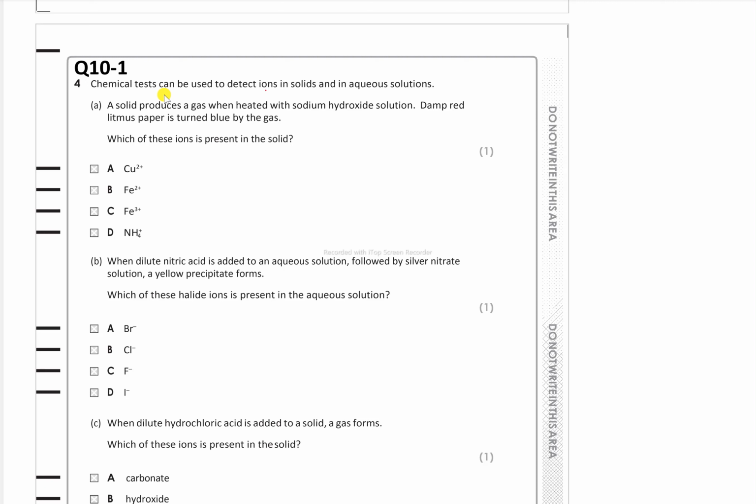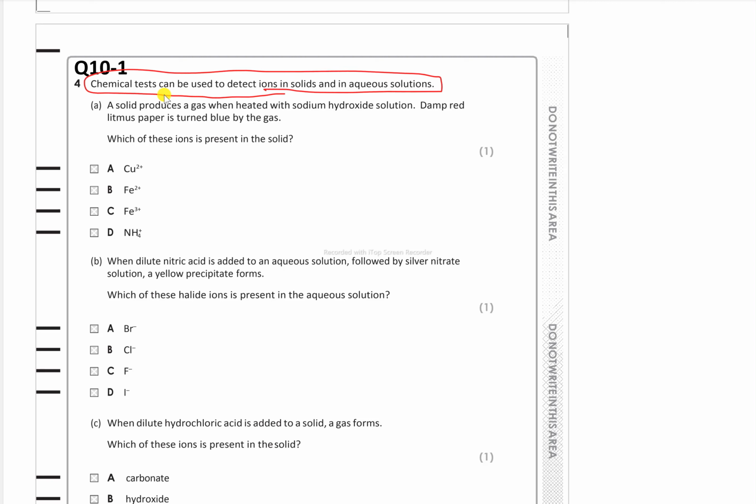Chemical tests can be used to detect ions in solids and in aqueous solutions. A solid produces a gas when heated with sodium hydroxide. Damp red litmus paper is turned blue. That's ammonia gas, so it's ammonium, because it turns damp red litmus paper blue. You heat it with sodium hydroxide. That's one of the tests.